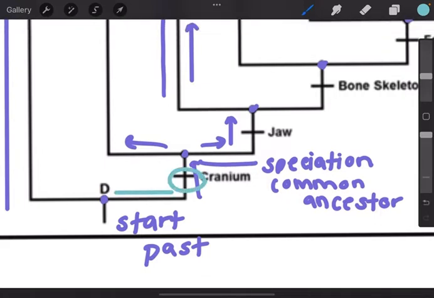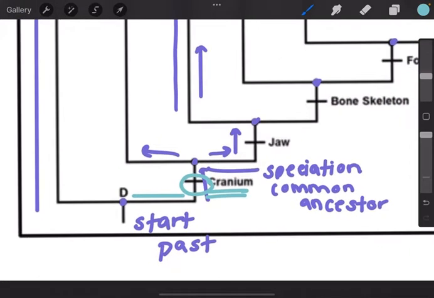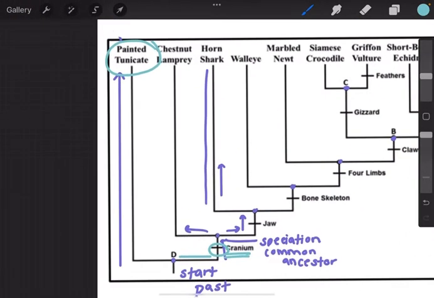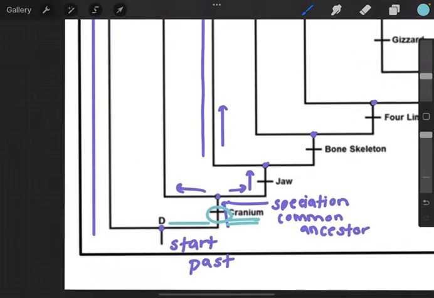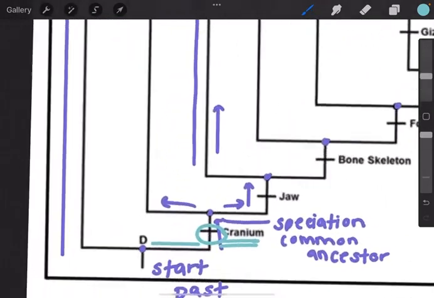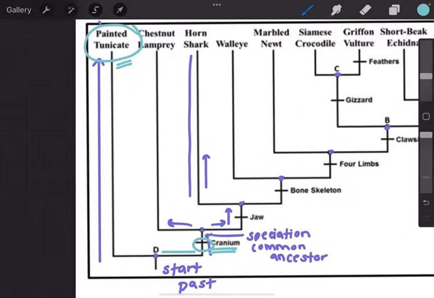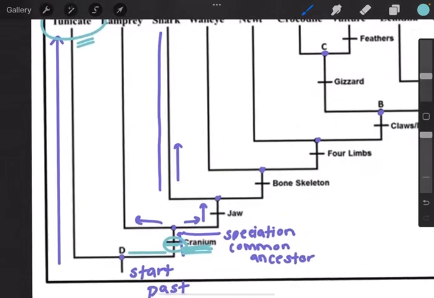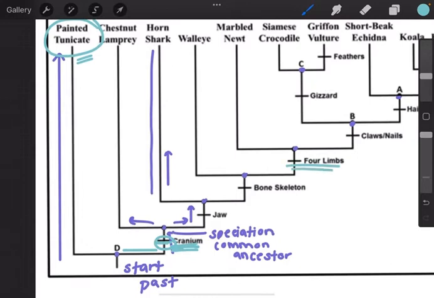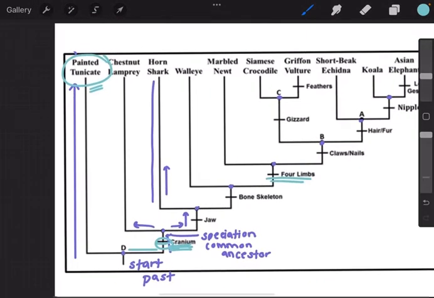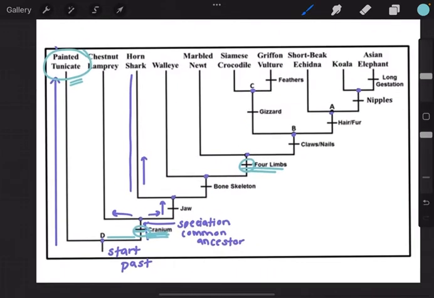This here, the cranium, this is something that arose that the painted tunicate, which I assume is not a turtle actually, does not have. It does not have a cranium. But every single lineage coming off of this point would have a cranium. Now let's look at 4 limbs. Anything after this point where 4 limbs arose is going to have 4 limbs, or it's going to at least have had limbs somewhere in its evolutionary line.